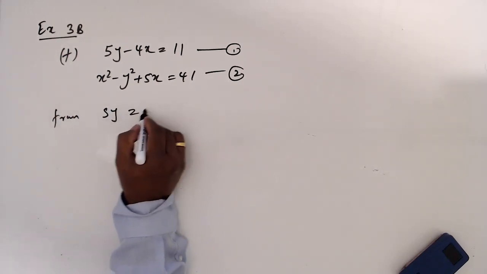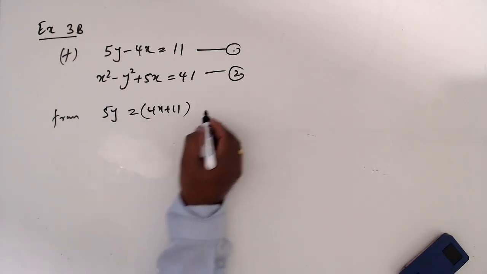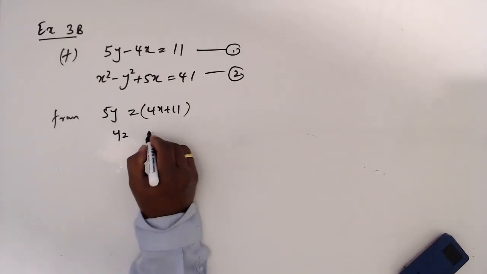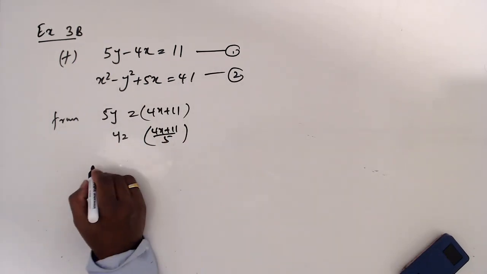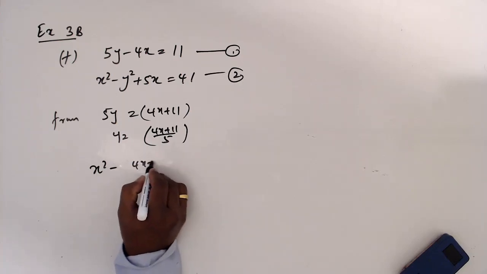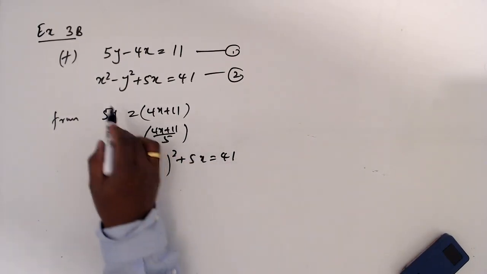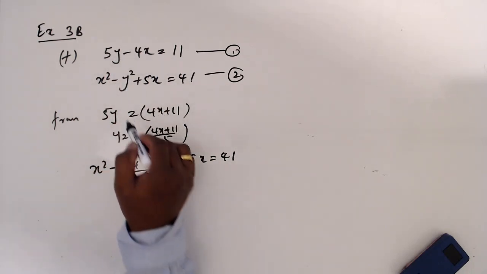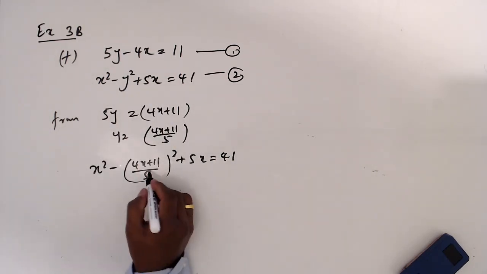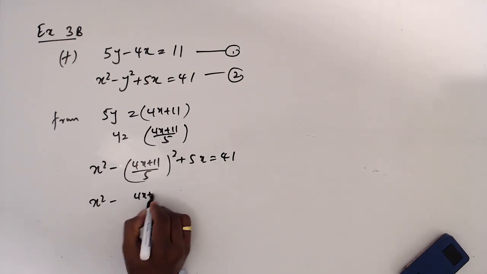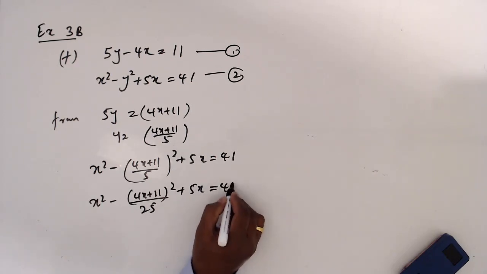Question F, this is 1 and this is 2, and I will form 1. So I can write, taking 4x to the other side, 5y equals 4x plus 11, so y equals (4x plus 11) over 5. Now I'm going to sub to here. x squared minus y squared means ((4x plus 11) over 5) squared plus 5x equals 41, because I decided to make y the subject and sub, because there is only one y, there are not two y's to sub, so it makes life easier.